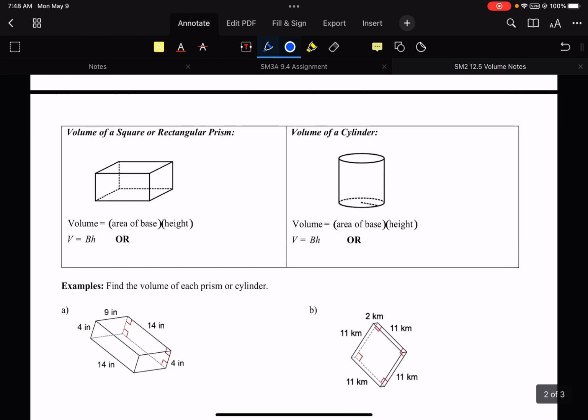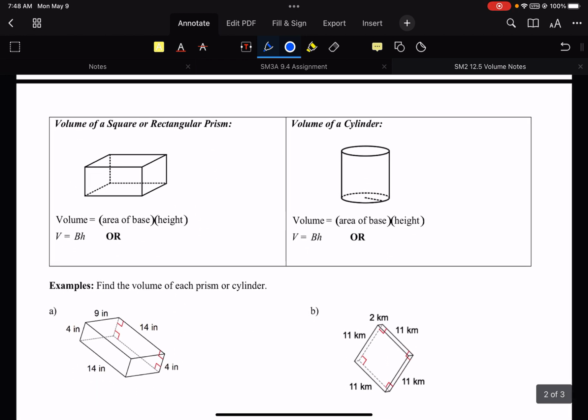So let's talk about prisms first. If I want to find the volume of a square or a rectangular prism, your volume is going to be the area of the base times the height, which you're often going to see written like this, where the capital B stands for the base. So base times height is your go-to volume formula, and then you just figure out how to find the area of the base. In this case, since the base is a rectangle, the area of the base is length times width, and then you multiply it by the height. Same thing with the cylinder, you're going to do area of the base times the height. In this case, the base is a circle. The area of a circle is pi r squared, and then you're going to multiply that by the height.